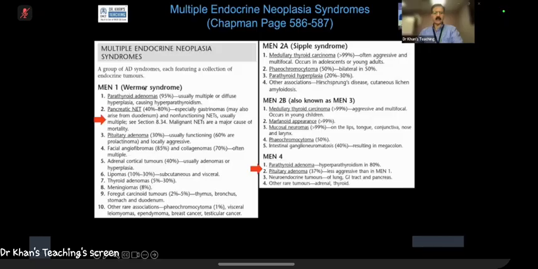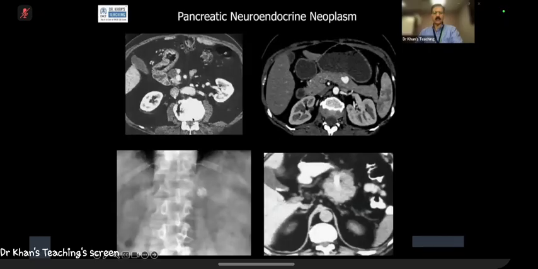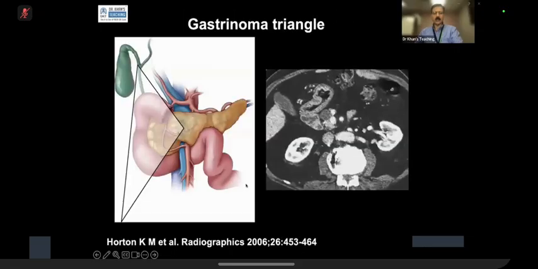Please revise these, MEN 1 and MEN 2. Pancreatic neuroendocrine tumor, two things which you have to remember, which is slightly different than a pancreatic carcinoma: they will enhance in arterial phase. You see this? And calcification is more common in pancreatic neuroendocrine tumor. This diagram should be etched in your memory. It's an exam diagram. Remember this. The eye sees what the mind knows.